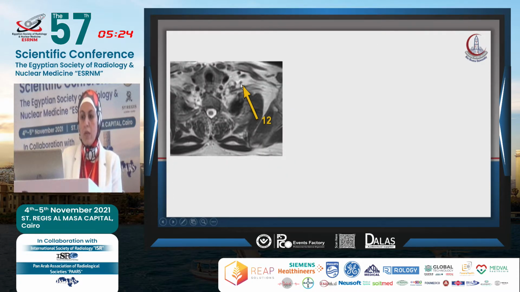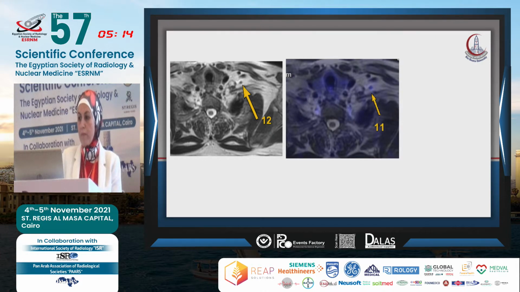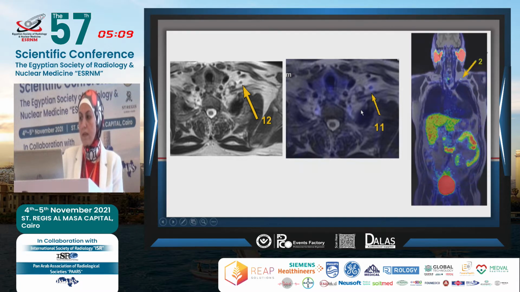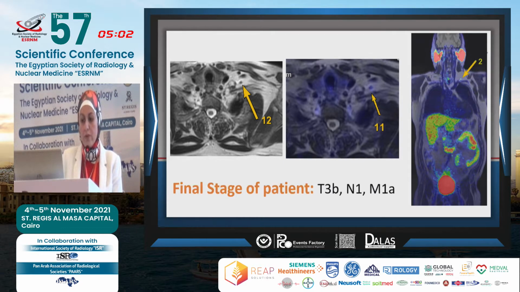What about this small lymph node located at the left supraclavicular region? It is very small and very difficult to characterize. Is it metastatic or just an incidental lymph node? But on the fused PET imaging, it shows uptake as well, and this is the coronal fused PET image showing increased uptake at this supraclavicular lymph node. This upstages the patient to T3b due to the seminal vesicle invasion, N1 due to metastatic pelvic lymph nodes, and M1a due to the presence of this left supraclavicular lymph node.